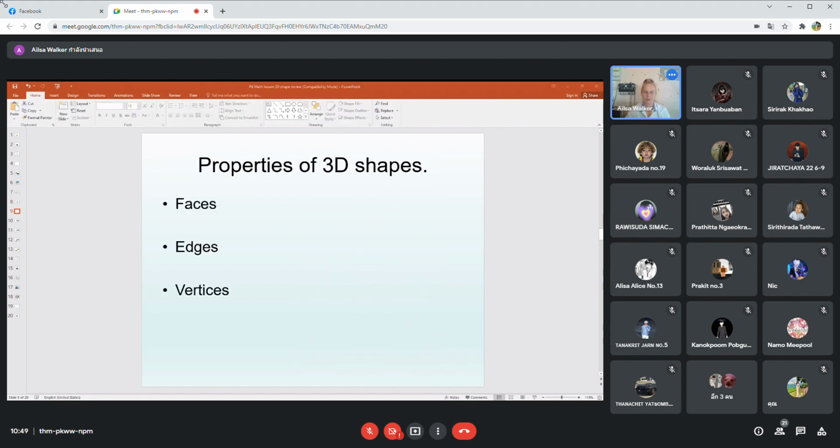Okay. So we also looked at the properties of 3D shapes. This means how many faces, flat faces or curved faces, how many edges, which is where the faces meet, and how many vertices, which is the corner. These things tell us about the properties of a 3D shape.